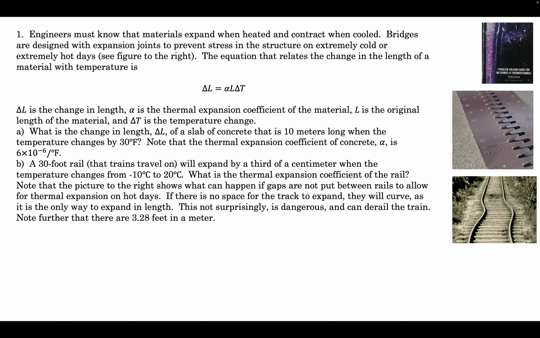When it's a very cold day, the teeth are going to come apart, but it's going to be okay to drive on it. You're not going to fall through it, and there won't be any stress in the bridge as a result of the thermal expansion or contraction.